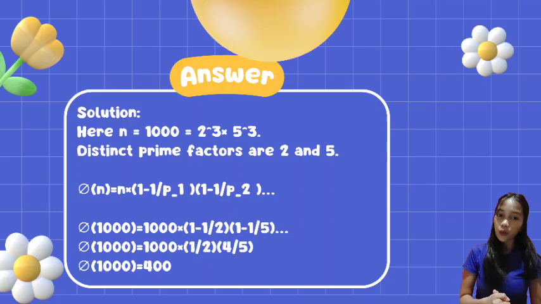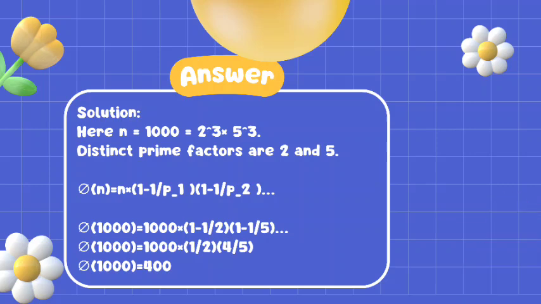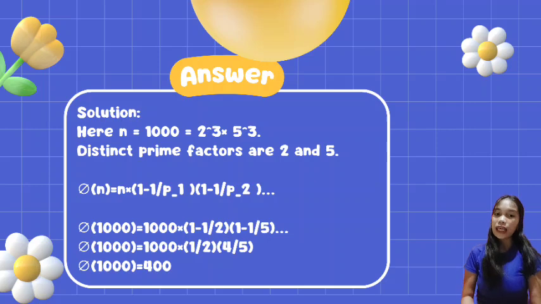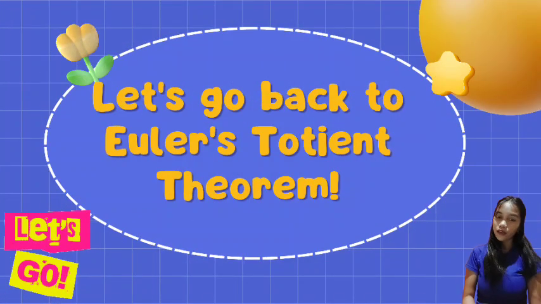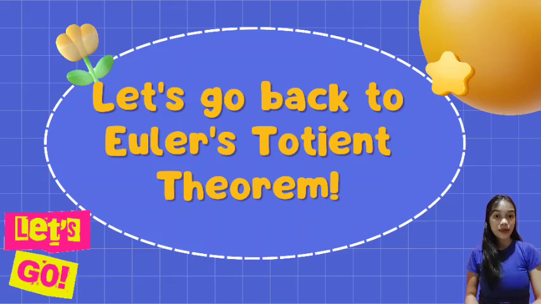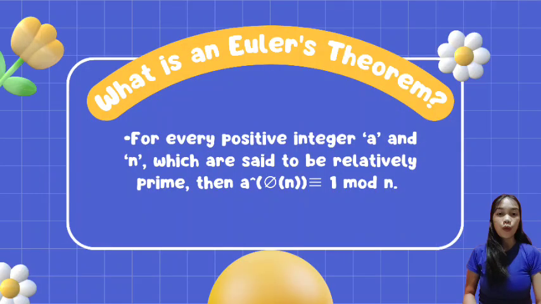Do you still have any questions or clarification with regards to the 3 cases of Euler's phi function? So, hearing none, let us now go back to our main topic, which is Euler's theorem. Do you still remember the formula for Euler's theorem? Very good. We have a raised to the power of phi of n is congruent to 1 mod n. Let us have example number 1.